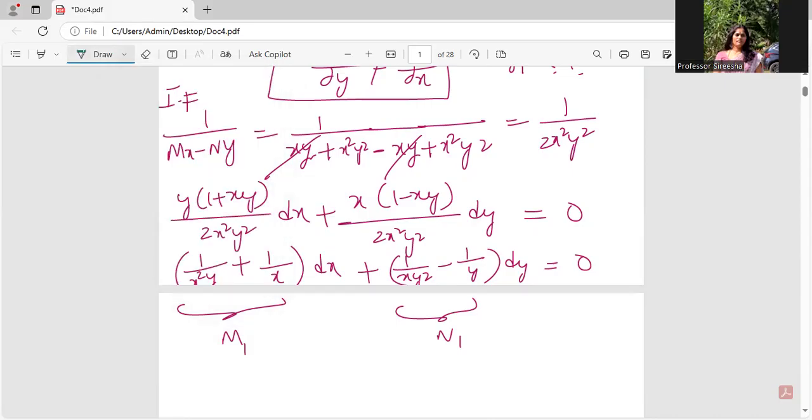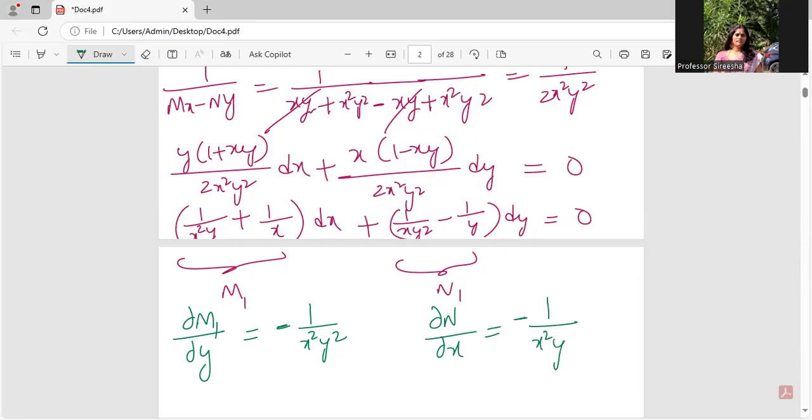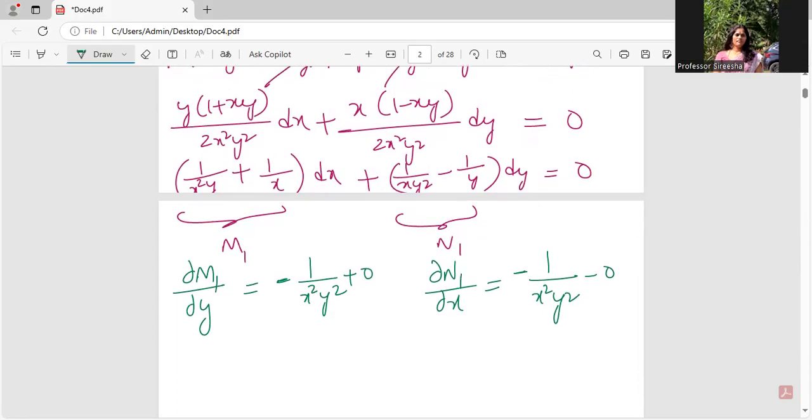I shall do that for you because you will be clear. In the exam, I suggest you to do it. Dou M1 by dou y is equal to what? Only y terms I'm supposed to be differentiating. Minus 1 by x square y square is what I will have. Differentiation of 1 by x term with respect to y would be 0. Dou N1 by dou x would be what? Minus 1 by x square y square, and then the second term would be 0. You can clearly see dou M1 by dou y is equal to dou N1 by dou x.